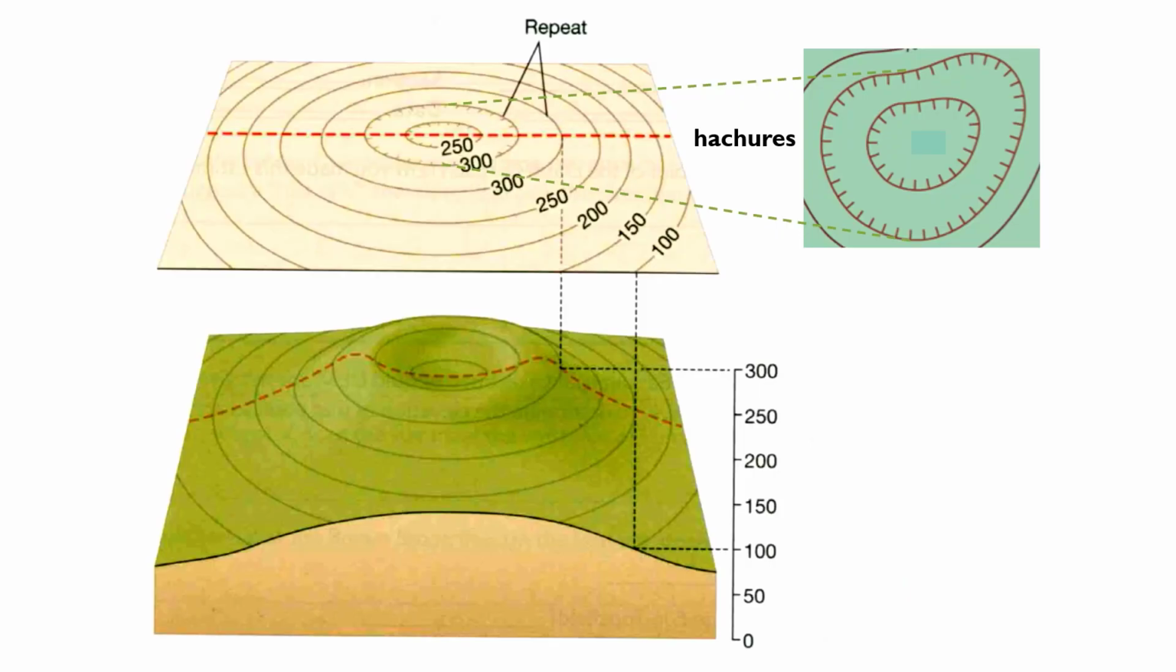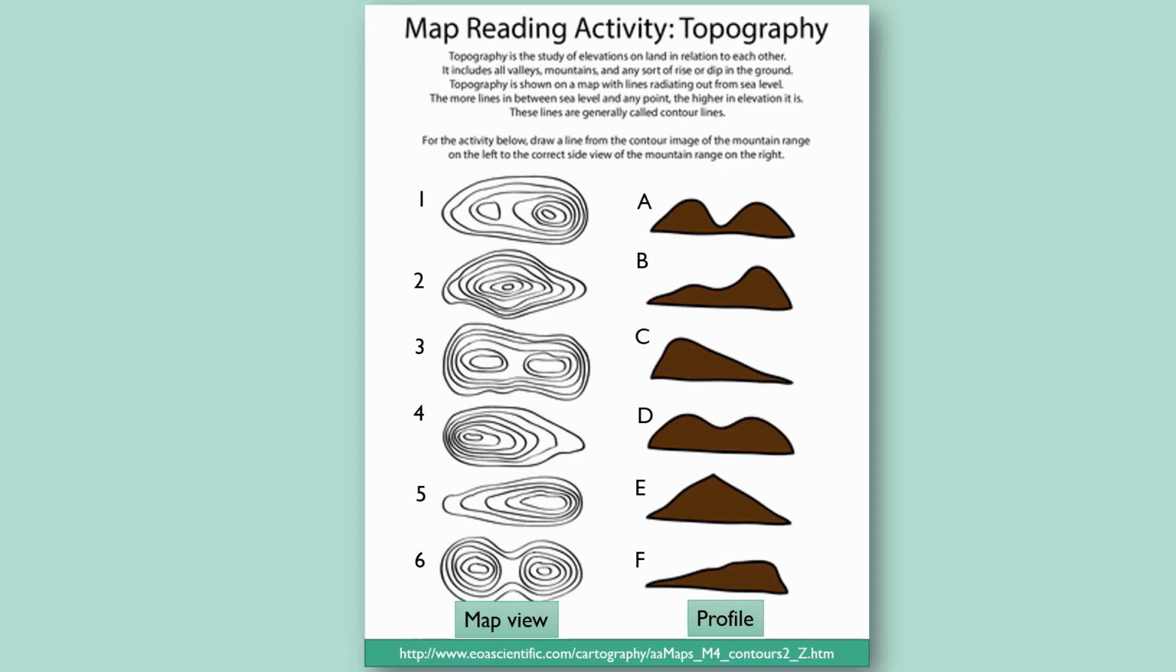Contour lines that contain hachures represent a closed depression like the crater at the top of a volcano. Let's check our ability to interpret contour lines. On the left are landforms depicted by contour lines from a map view perspective. Think of yourself as an airborne bird looking down on Earth's surface. On the right are what these landforms look like from the side, also known as a cross-section or profile view.